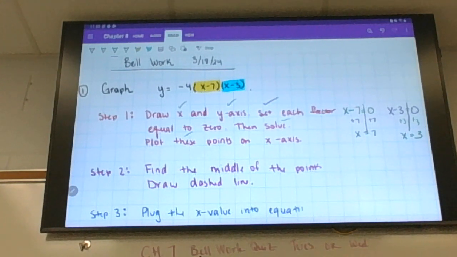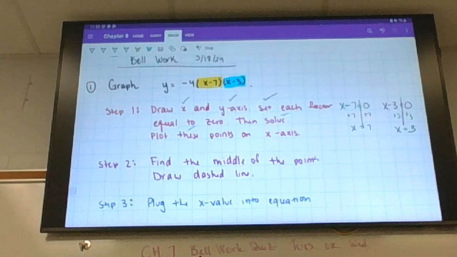You're going to take that equation, the problem, negative 4 times x minus 7 times x minus 3. You're going to take this x value that you just found and plug it in for x. And this is going to help you find the vertex. Well, you know that this dashed line is the center. The vertex always falls right on the dashed line. We need to know where the center of this parabola is. Somewhere on this dashed line, we're going to plug 5 in to figure out exactly where.